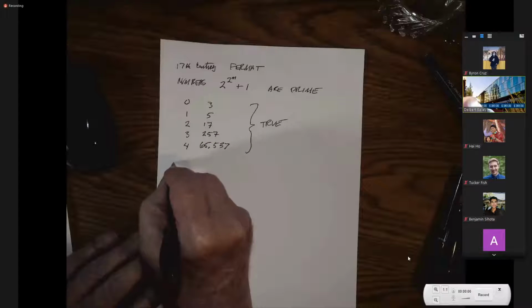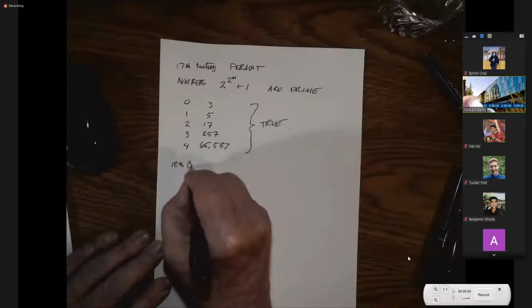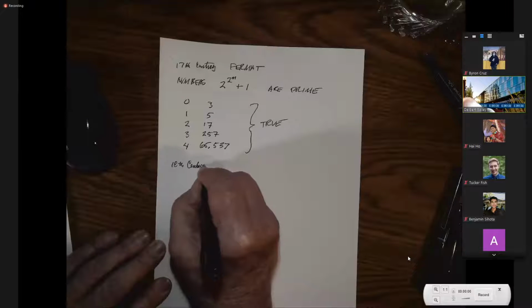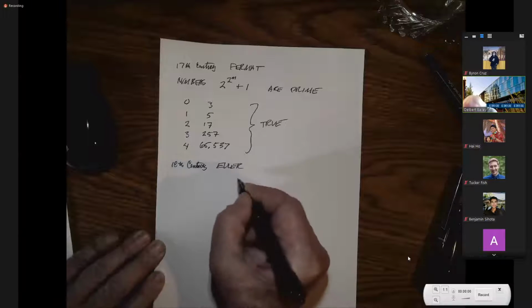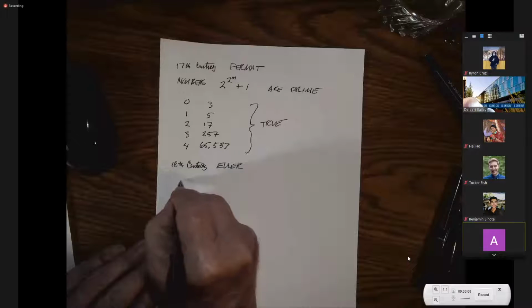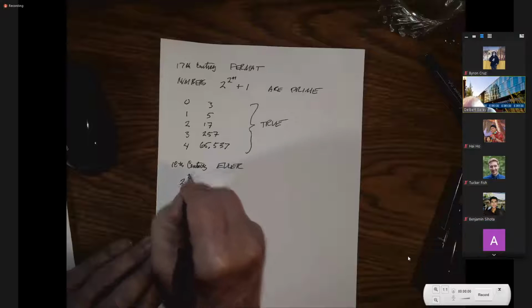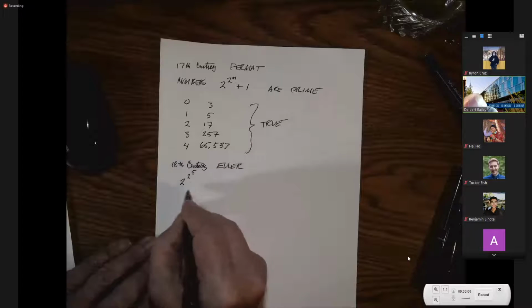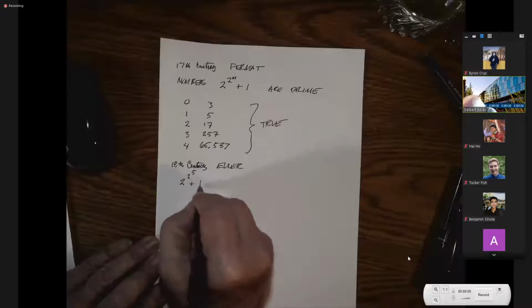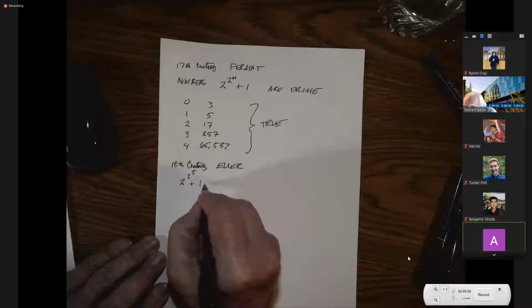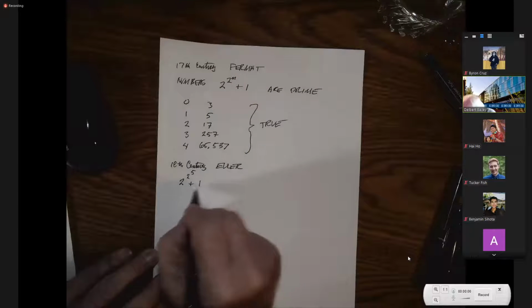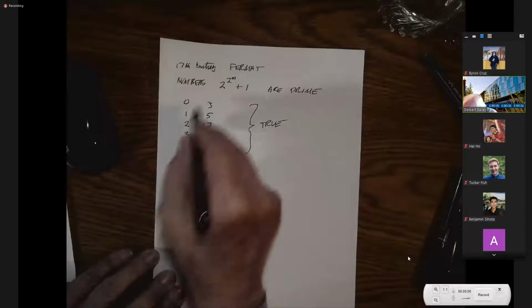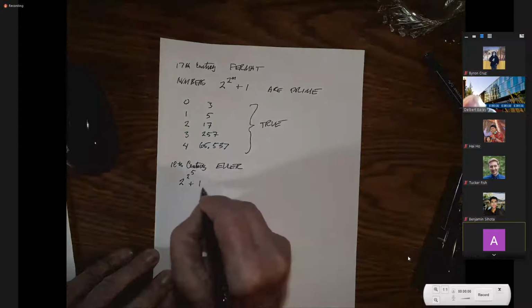In the 18th century, this is 100 years later, Euler showed that 2 to the 2 to the 5th plus 1, in other words, the next Fermat number, has a really funny expression.